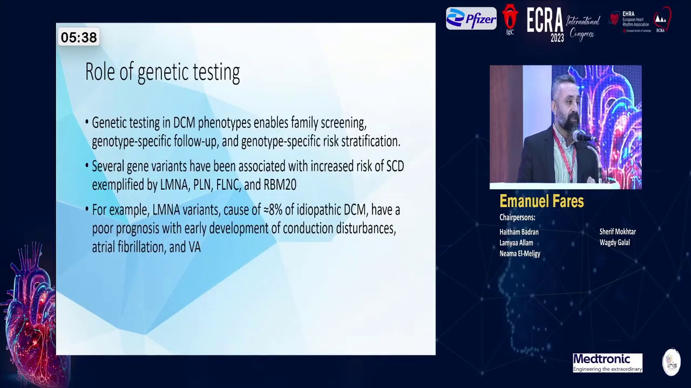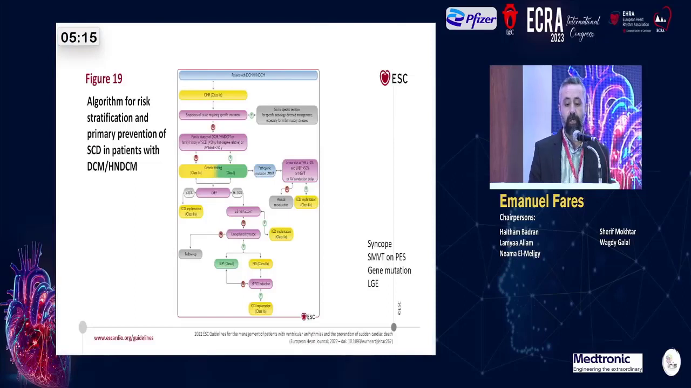The second thing after CMR is genetic testing. Why? Because some genotypes require a specific approach, like the patients who have a lamin A mutation, which is present in 8% of idiopathic cardiomyopathy. Because these patients have a poor prognosis, they have early development of conduction disturbance, atrial fibrillation, and ventricular arrhythmias. What do the guidelines say?